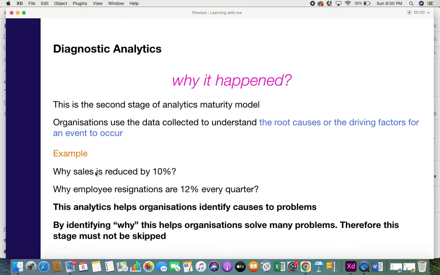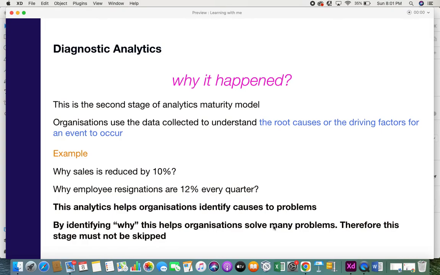Through this type of analytics model, and by applying a lot of analytical algorithms, companies would identify the why it happened part of the entire picture. This analytics helps organizations identify the causes of the problems, and by identifying the cause of a problem, the why part of it, this alone can help organizations solve many problems. Let's say you have not decided on the optimal solution for your problem. But knowing what is causing the problem would help you make better decisions rather than taking blind decisions and assuming that a particular factor can be the cause of the problem.